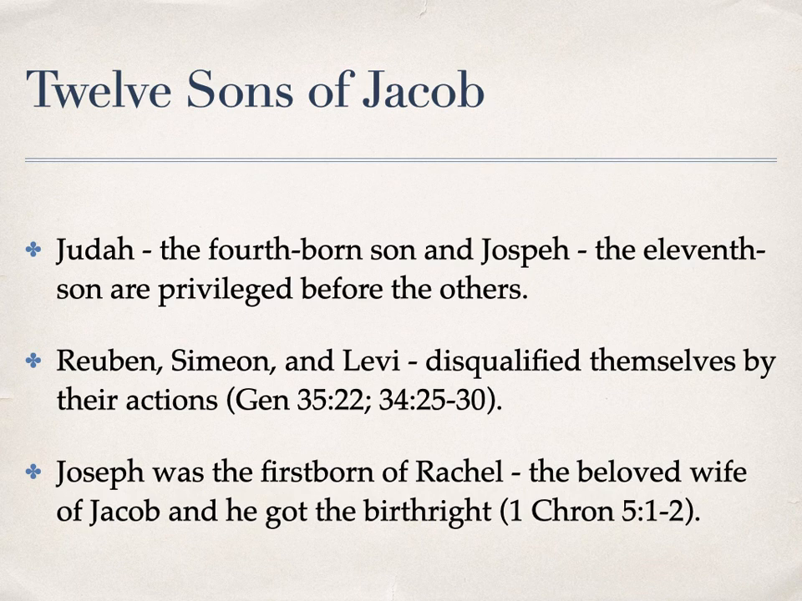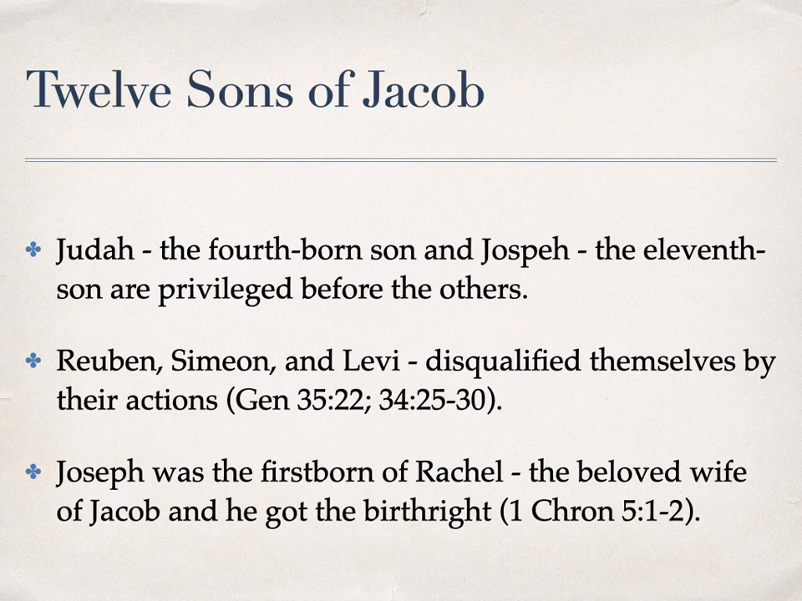Why? Actually, Reuben is the firstborn, Simeon is the second, and Levi is the third, and only after them is Judah. But the three of them disqualified themselves by their actions. You can check that in Genesis 35 and 34.